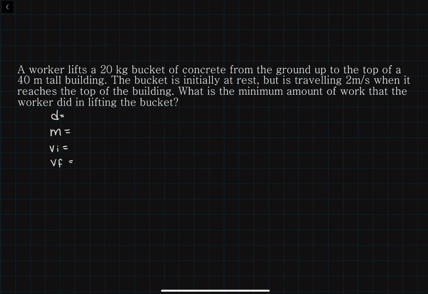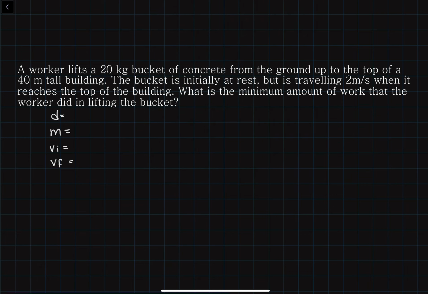So our first question is about the work energy theorem. A worker lifts a 20-kilogram bucket of concrete from the ground up to the top of a 40-meter tall building. The bucket is initially at rest, but is traveling 2 meters per second when it reaches the top of the building. What is the minimum amount of work that the worker did in lifting the bucket?